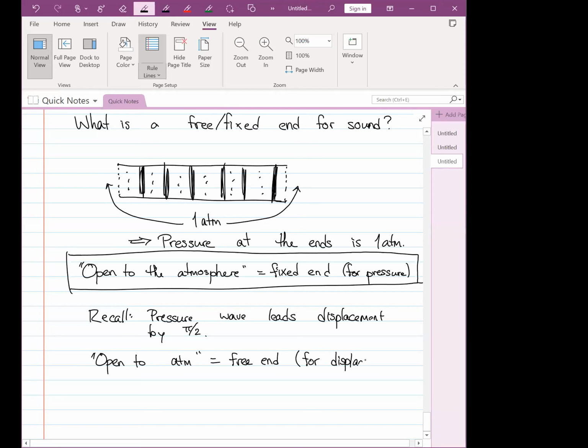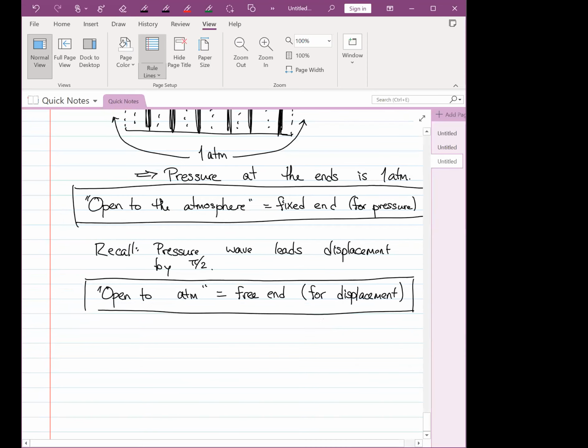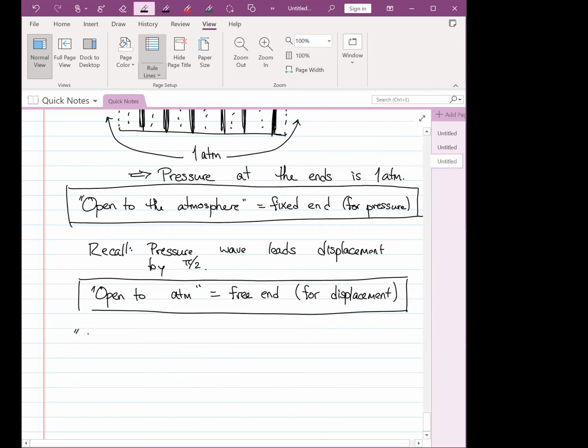And that should be kind of straightforward, right? The particles aren't being blocked when it's open to the atmosphere. So the particles can just oscillate back and forth, in and out. That's no problem. And so in that case, you would have a free end because the particles are just free to move.